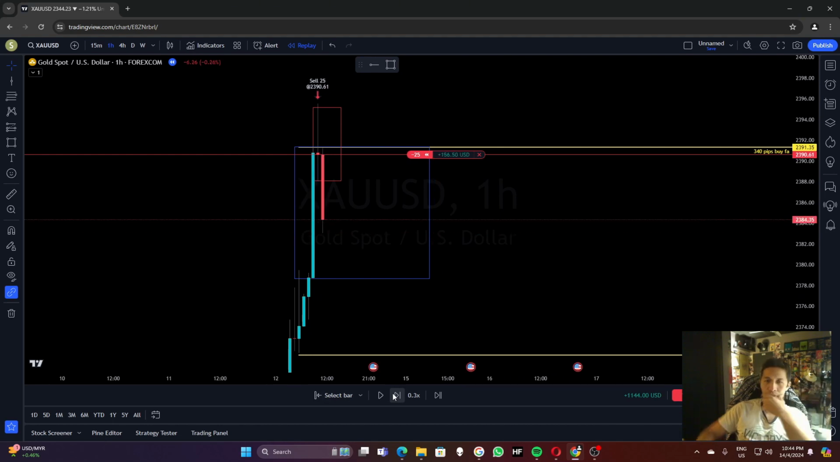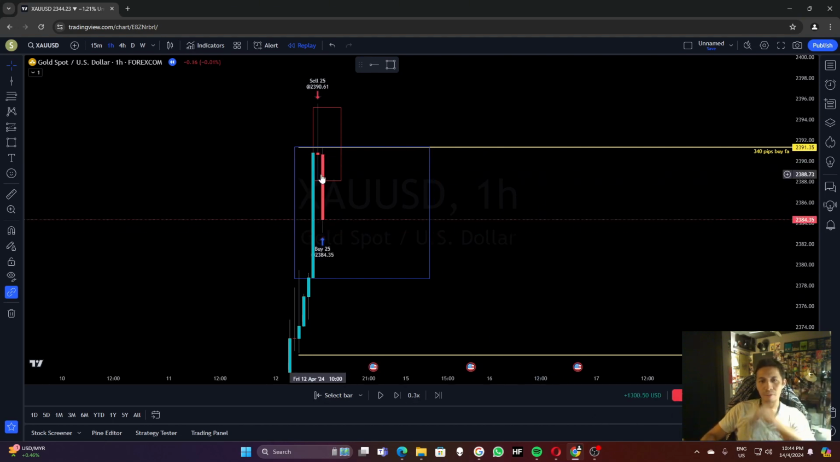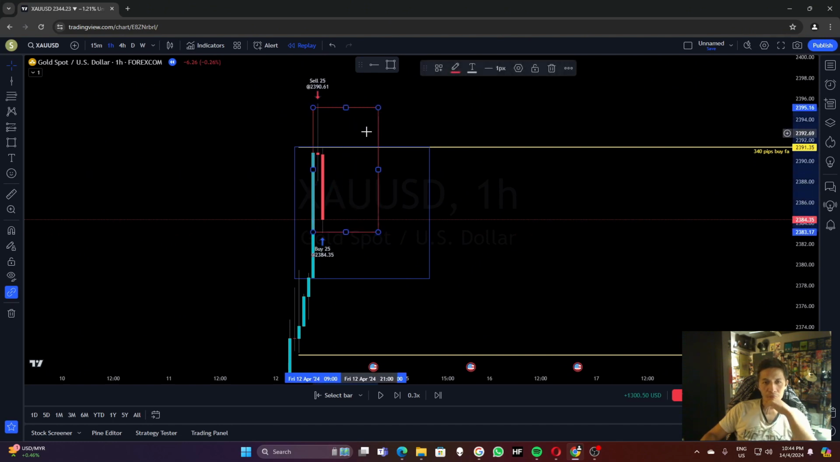There you go, 188 pips. Just like that. Candlestick movement, new M15. Where else after this? On the 15-minute time frame.